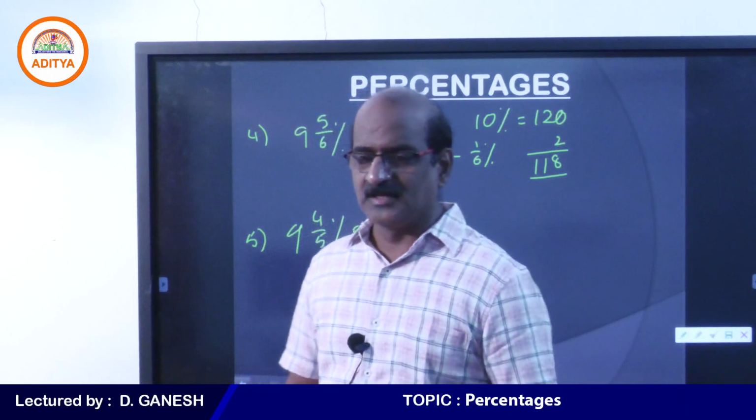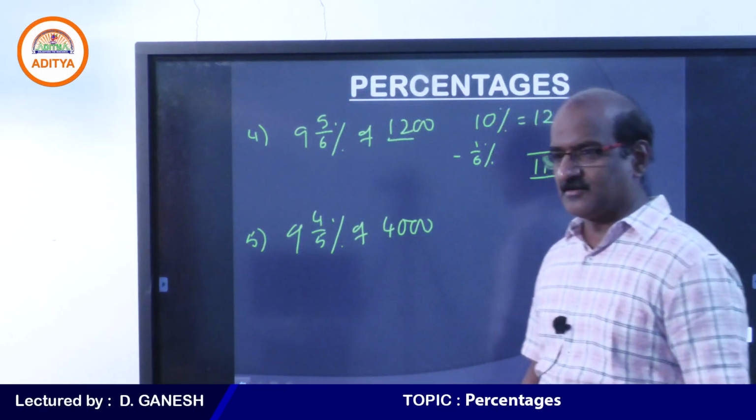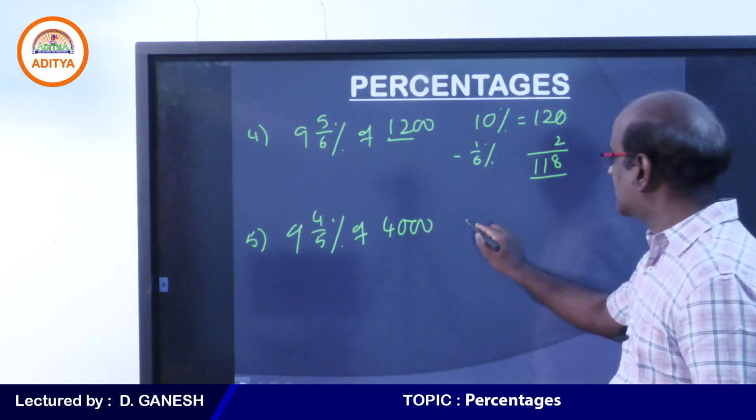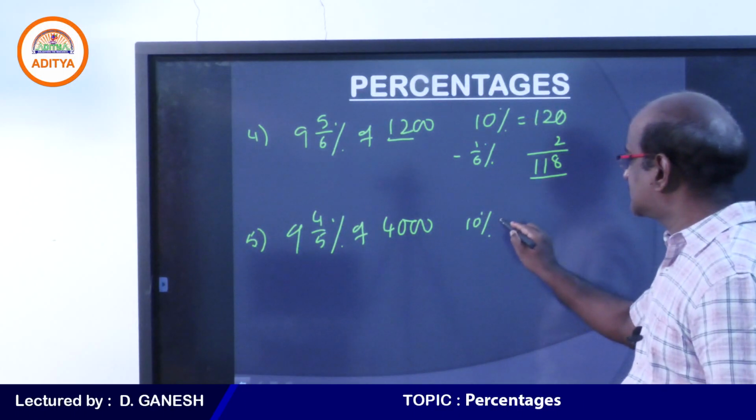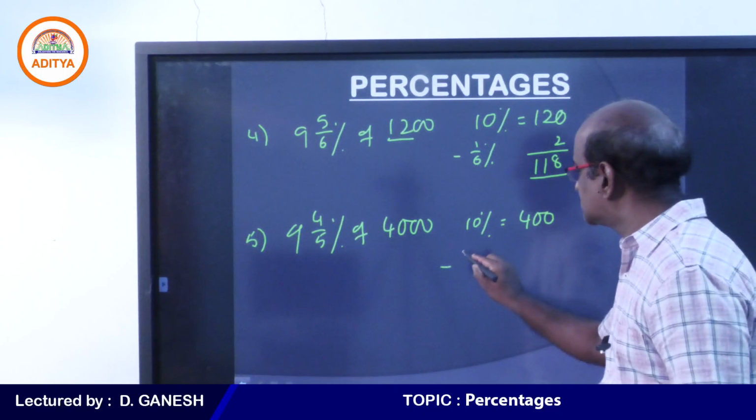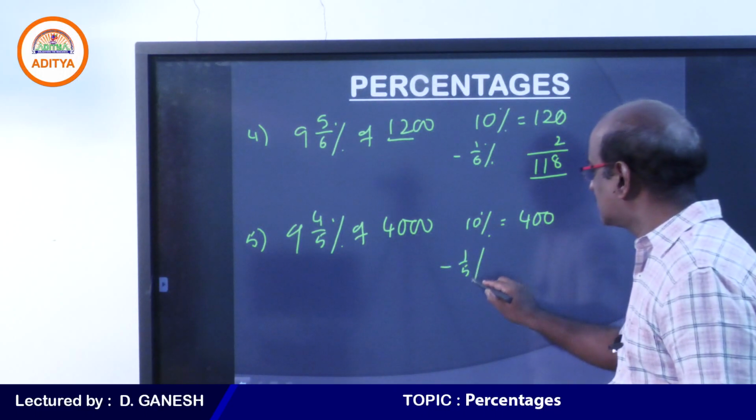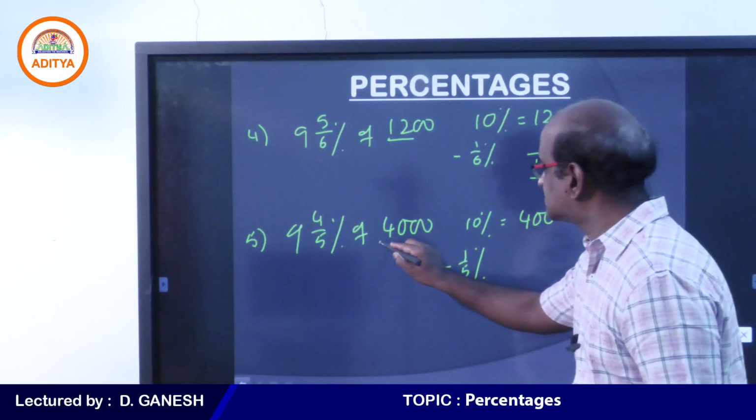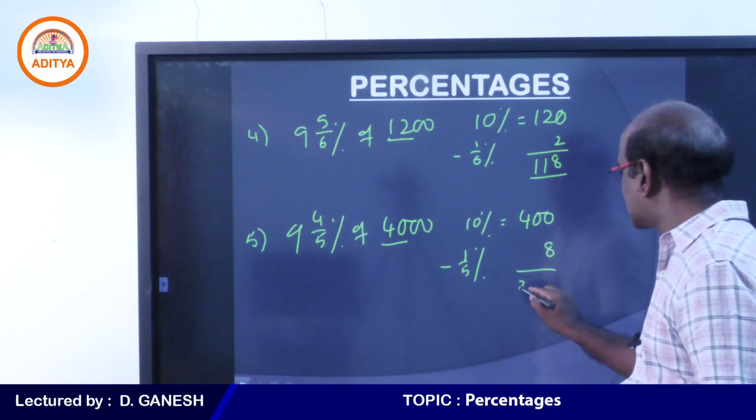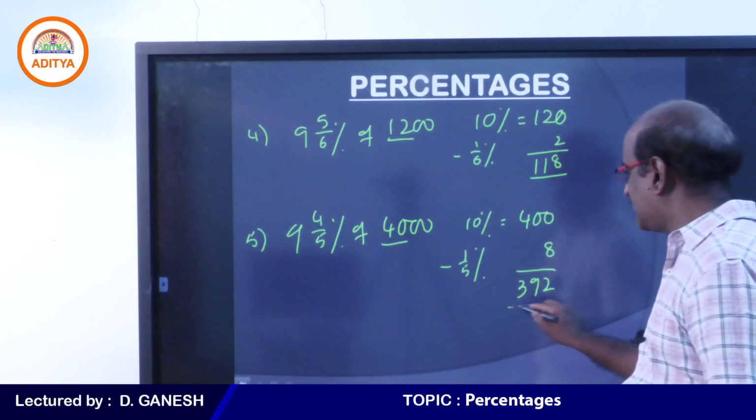Now look at question number 5. Students, 9 4/5%. You find 10%. You know what 10% is? 400. So you need to subtract 1/5% from that. You know 1% is 40. 1/5% is 8. So 392.